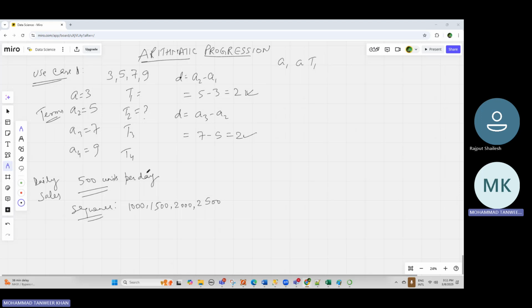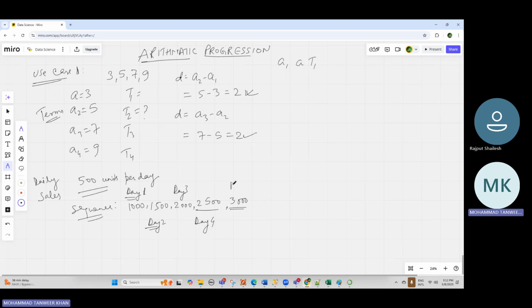Suppose this is the sales of day one, 1,500. This is the sales of day two, and 2,000 is the sales of day three. Similarly, 2,500 is the sales of day four. If someone asks me to give the sales of day five, it will obviously be 2,500 plus 500, so it will be 3,000. The sales of day five will be 3,000, right? Correct.